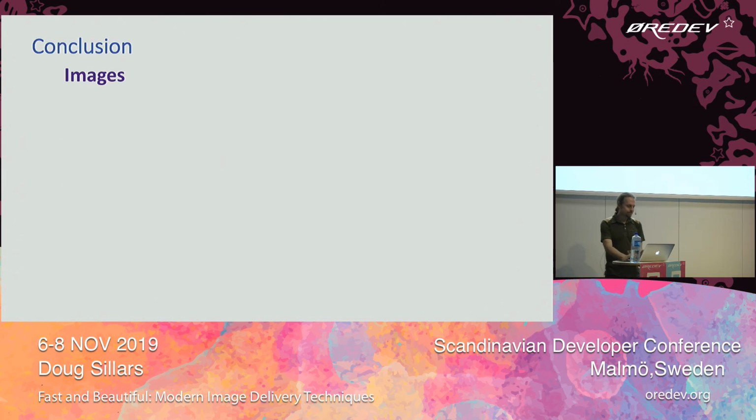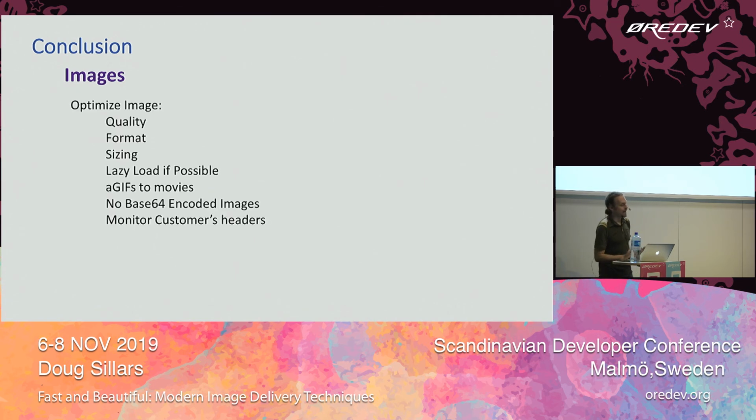So there are a lot of ways we can reduce the amount of tonnage that's delivered from our images. And the way we can do that is we can optimize the image quality. We can change the format to the optimal format for the mobile device or the browser. We can resize it for the screen size.